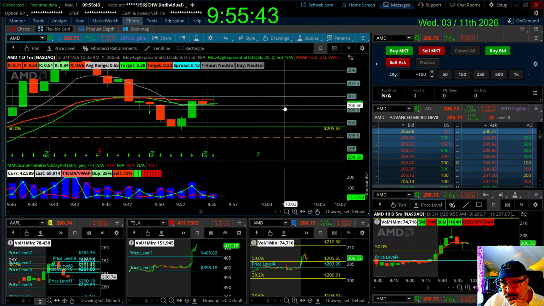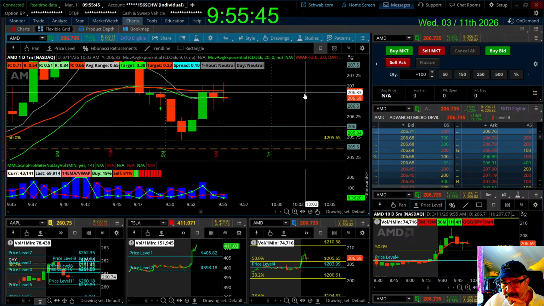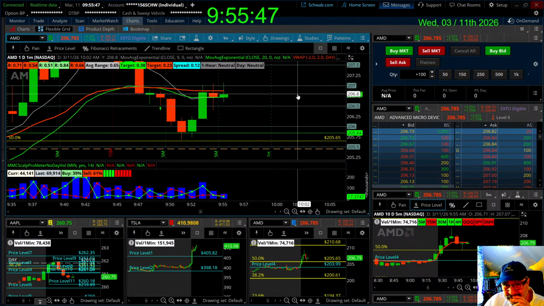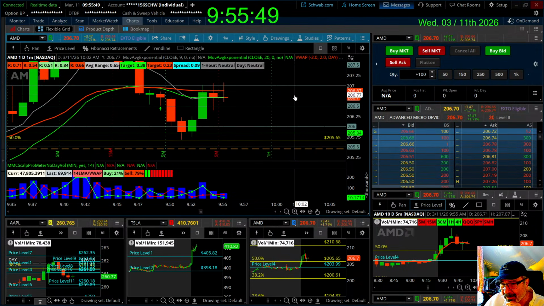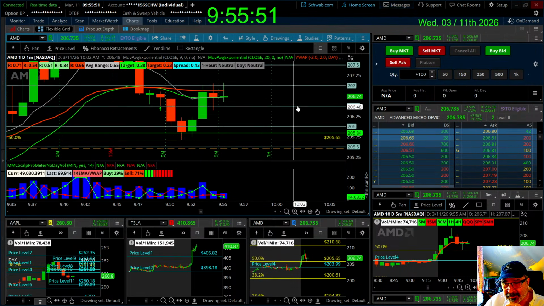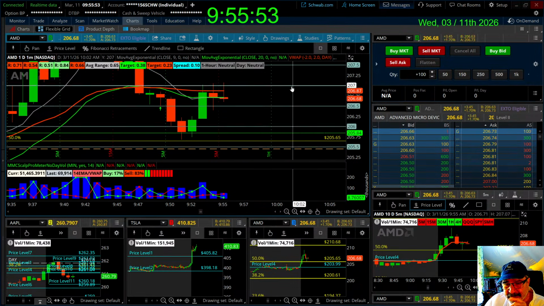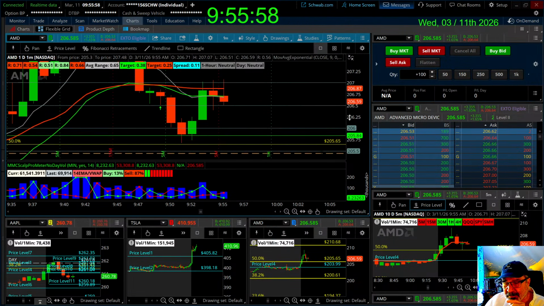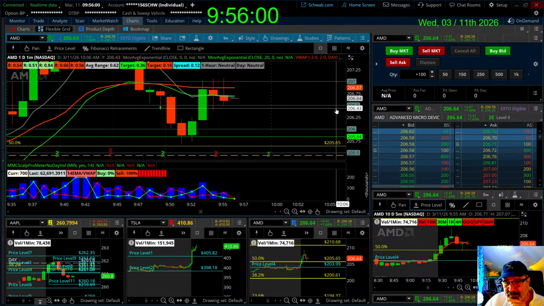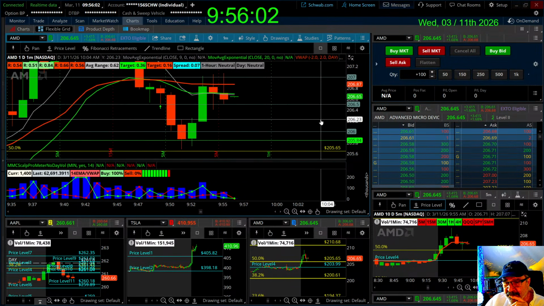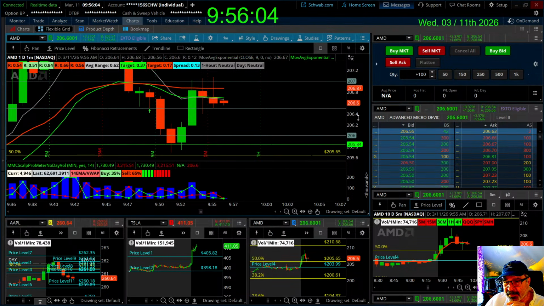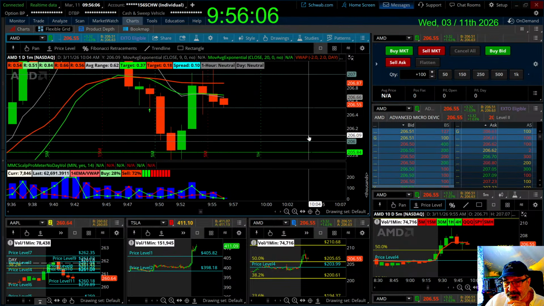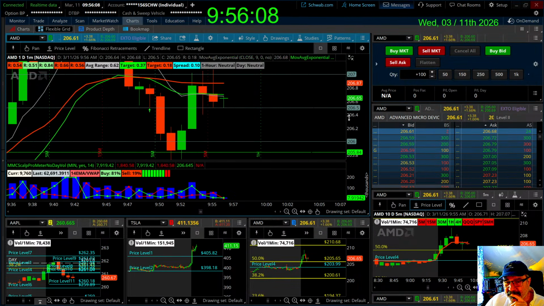So, do we have some short-term plays here to take? I'm not exactly calling them out. Got the 206.50 level. Sellers are taking over here. 85% sellers in this candle. 100% there. Going to break the 50 cent here.